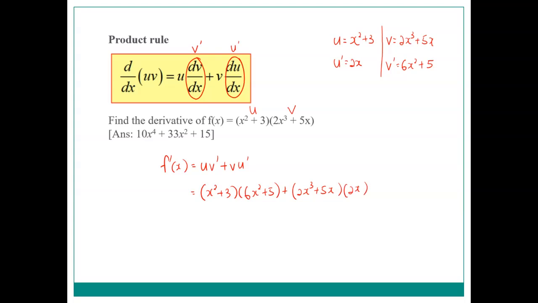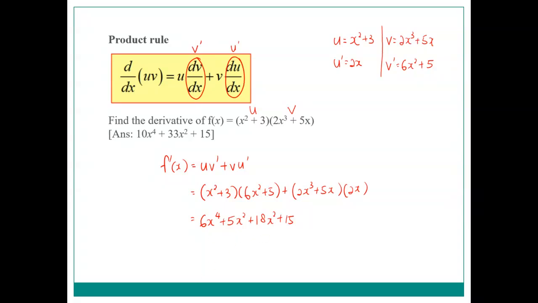Okay, so apply the rainbow multiplication. This one I should get 6x to the power of 4 plus 5x squared plus 18x squared plus 15. All right, so the rainbow multiplication: x squared times 6x squared, x squared times 5, 3 times 6x squared, 3 times 5. This is rainbow multiplication. If you apply this, you should be able to get this very long equation.